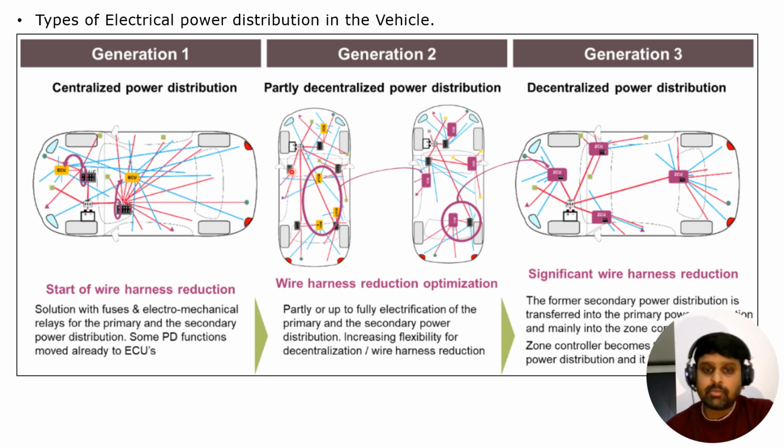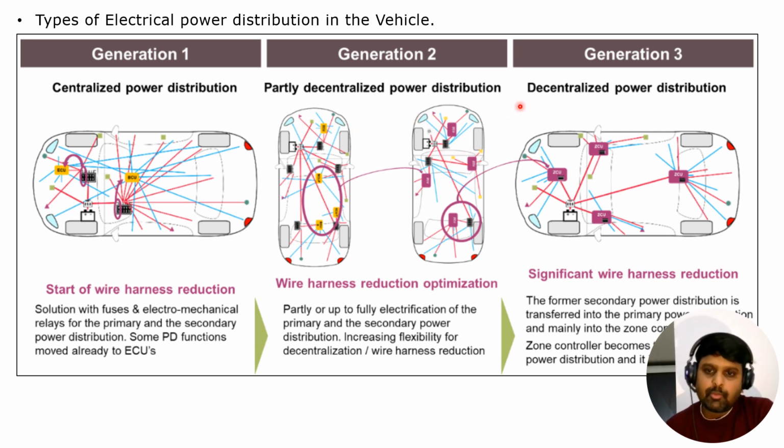In this case, the serviceability is also easier, as the electrical loads on the left side of this car are connected to the left side secondary fuse box, and the right side loads are connected to the right side secondary fuse box. So in this case it is reliable and cost effective, with less wiring harness design complexity. Most of the OEMs have started using this kind of generation 2 partially decentralized power distribution system within the vehicles.